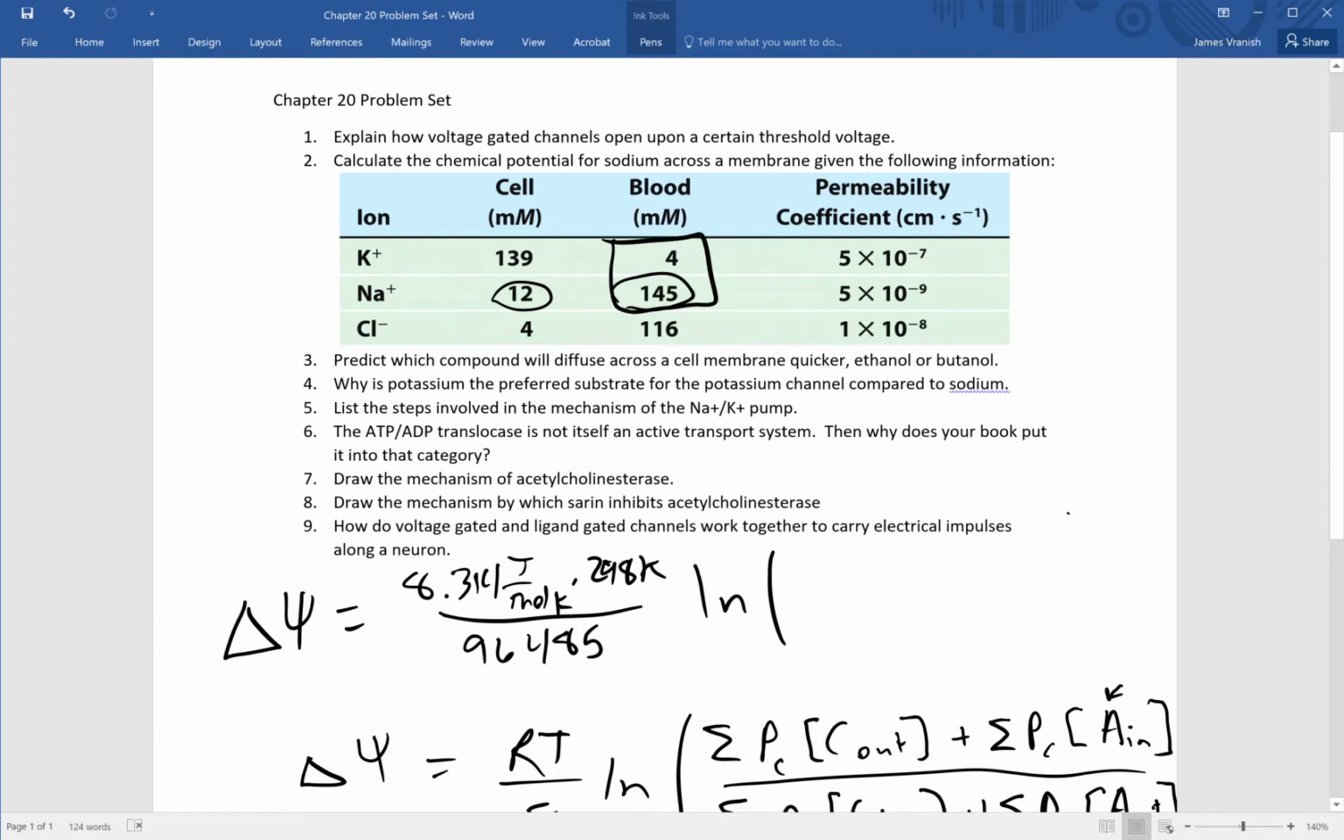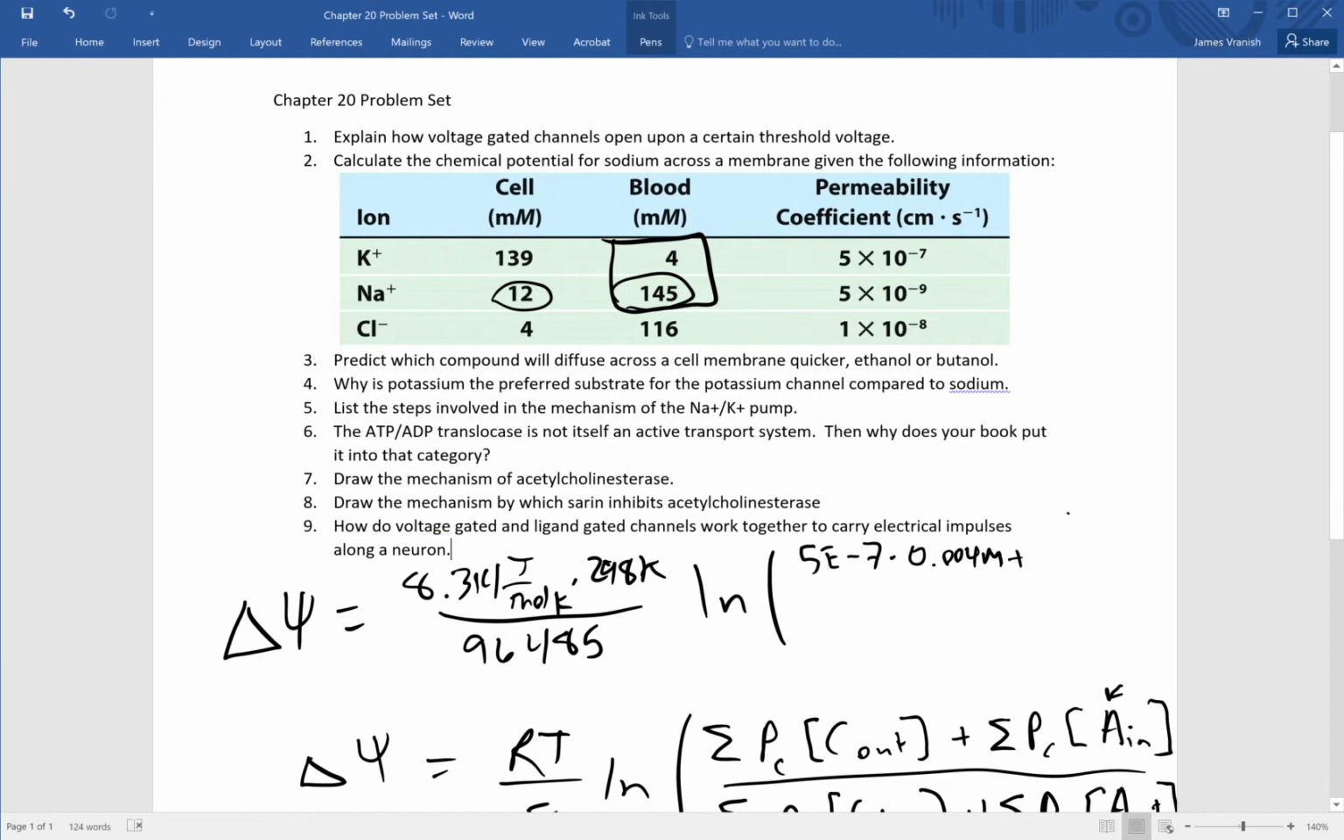We'll start off with potassium. So we're going to have 5, and I'm going to use E to represent times 10 to the power of, so E negative 7 here for the permeability coefficient, times 0.004 molar.